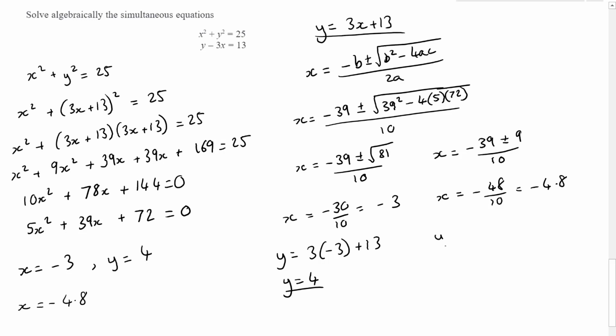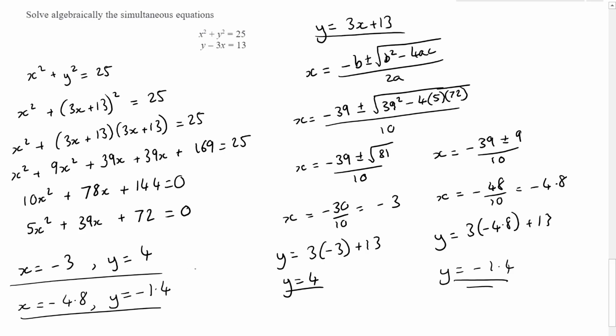And on the flip side, y is equal to 3 times minus 4.8 plus 13. Well, 3 times 4.8 is equal to 14.4, but that's going to be negative. And so we're going to have 13 minus 14.4, which is going to give a y value of minus 1.4. And so when x is minus 4.8, y is minus 1.4. And these are our solutions to this algebraic quadratic simultaneous equation.